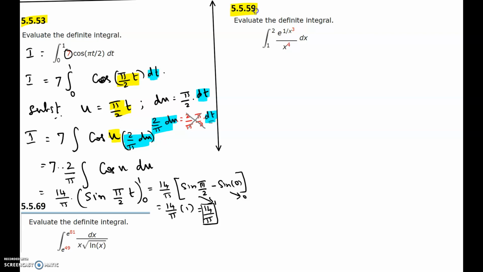Let's try number 59. Evaluate the definite integral from 1 to 2 of e to the exponent 1 over x to the power of 3, divided by x to the power 4, dx. So let's now consider 1 over x cube as our substitution. Let u be equal to 1 over x cube, which in turn can be written as x to the power of negative 3. So du becomes negative 3 x to the power negative 4, or negative 3 times 1 over x to the power of 4 dx.